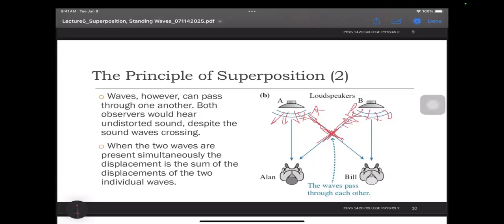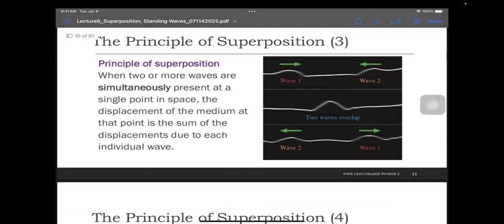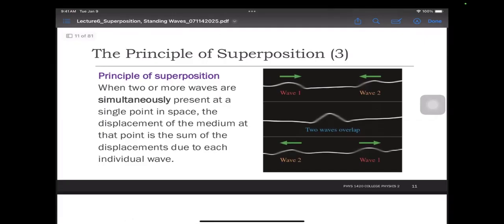So we call this phenomenon superposition. When two or more waves, not only two, you can have 3, 4, unlimited waves, are simultaneously present at one single point in space, the displacement of the medium at that point is the sum of the displacements due to each individual wave. We call this situation superposition. Does it make sense to you?